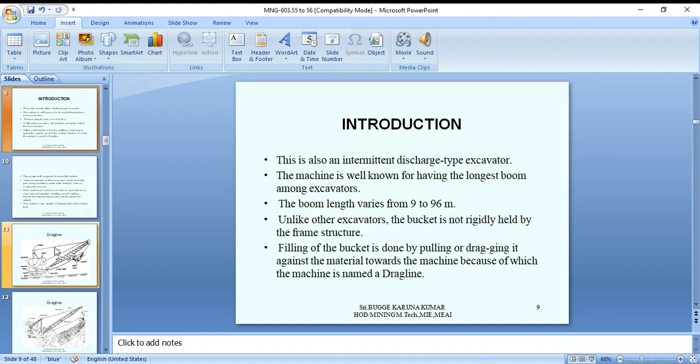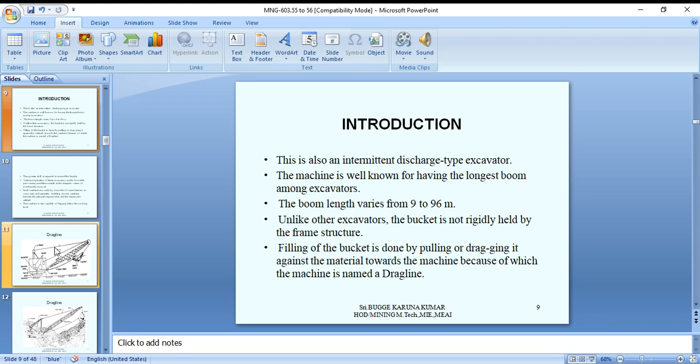So now, this is also an intermediate discharging type excavator. The machine is well known for having the longest boom among excavators. The boom length varies from 9 to 96 meters.